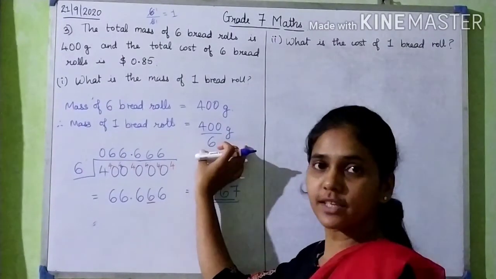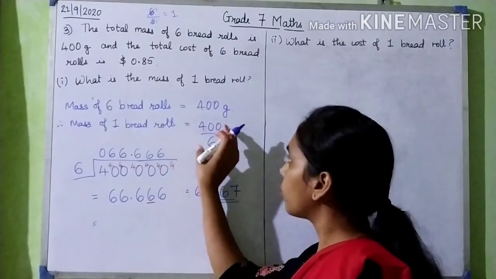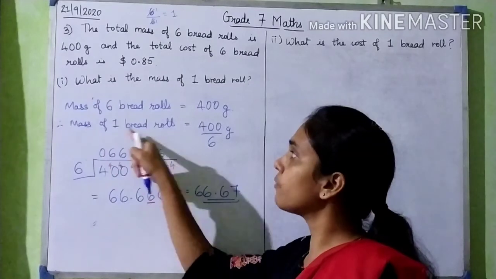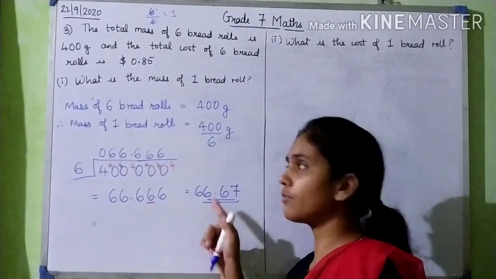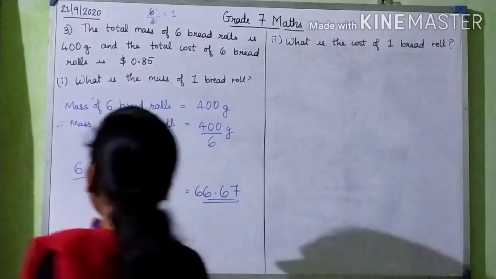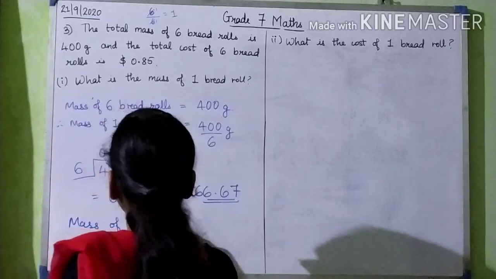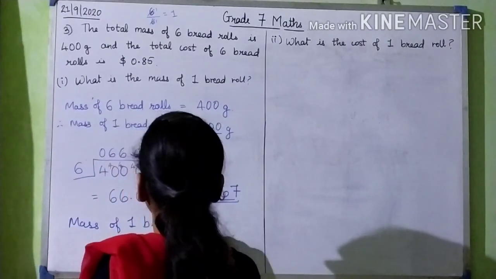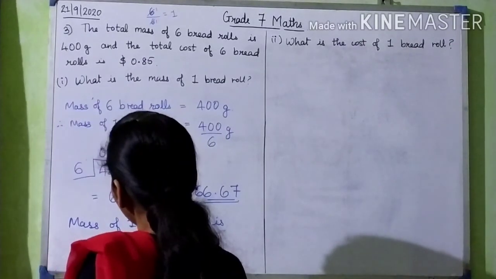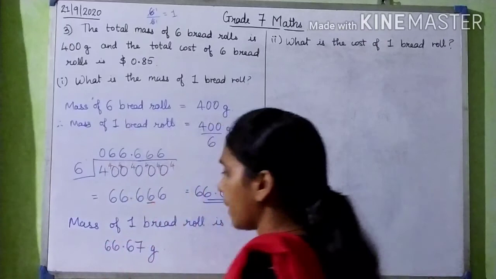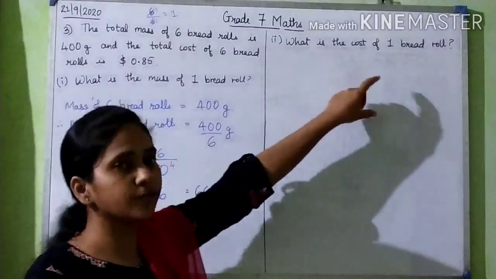So what was this? This was the division of 400 by 6, right? So that was the mass of one bread roll. So the mass of one bread roll is how much? 66.67 grams. So I write here, mass of one bread roll is 66.67 grams.